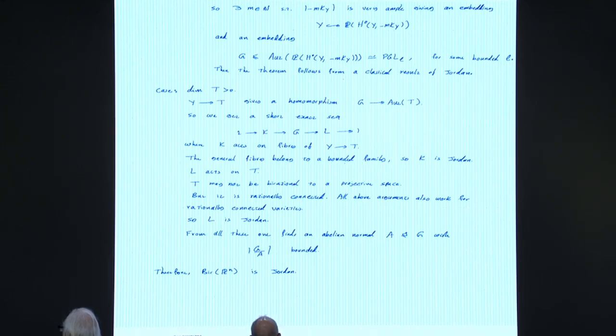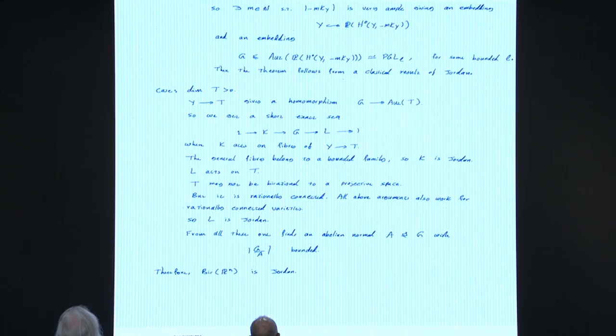Then, if we take a general fiber of this fibration, that general fiber itself is a Fano variety. It also has nice singularities. Then we understand the action of K on those general fibers. We know that this K must also have a similar property, the Jordan property. The K must have some abelian normal subgroups with bounded index. So that takes care of K.